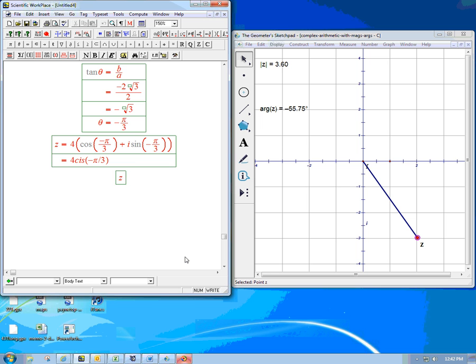Okay, so let's do one more example. Let's say z equals minus 4 minus 2i. Now we can still get the magnitude of z. It's the same formula, the square root of 4 squared plus 2 squared. That's not as nice anymore. It's the square root of 20, which is 2 root 5. And then the theta.